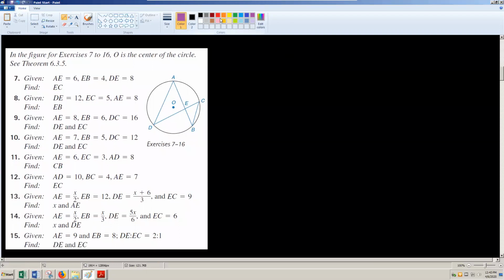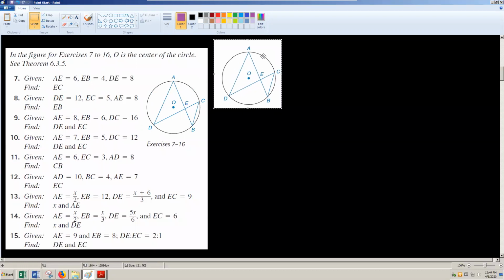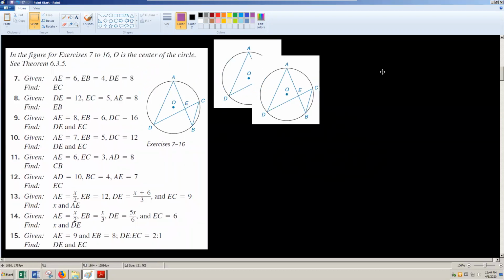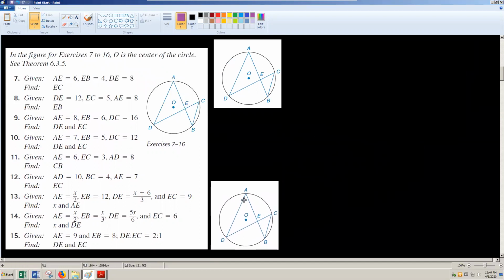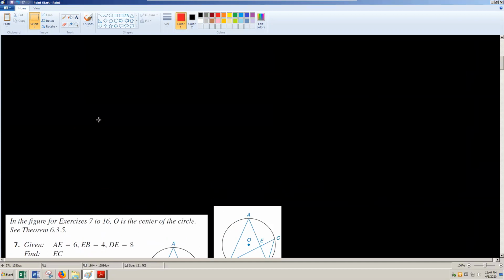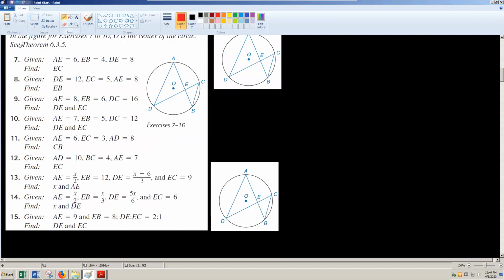Let's take a peek at the next one. For 7 here, I am actually going to copy this twice because I'm going to want to write on it. First one we'll do, I already forget the numbers, 17 and 15.